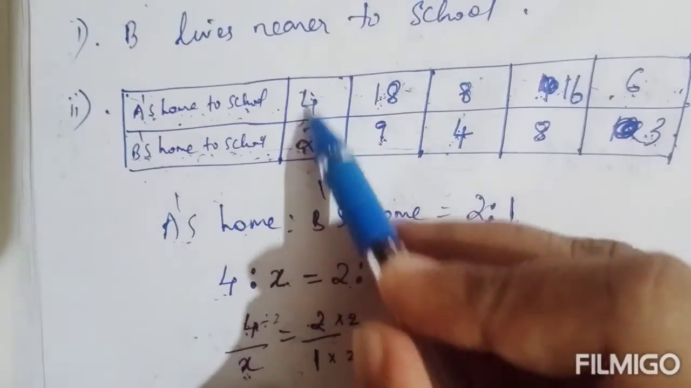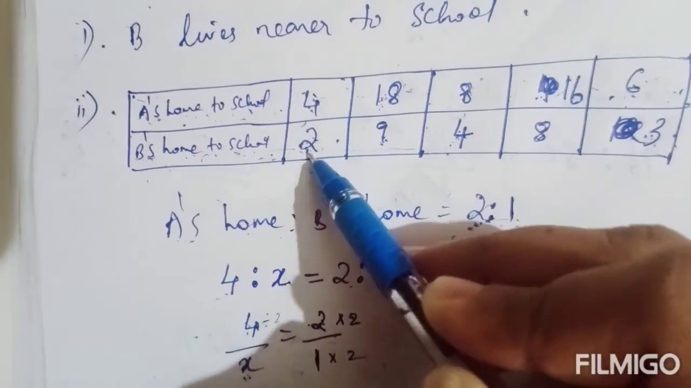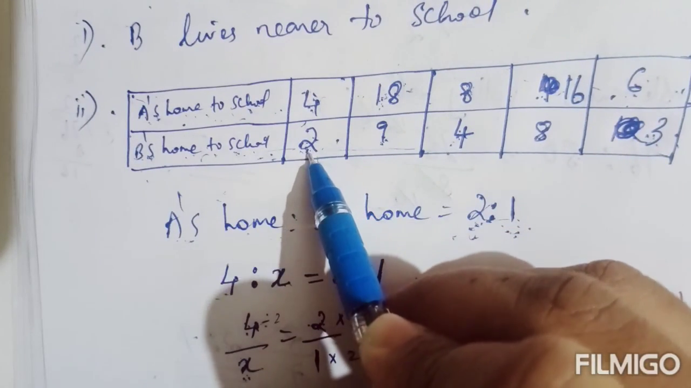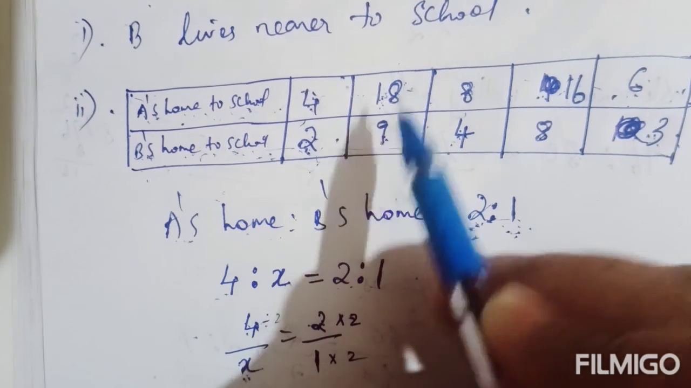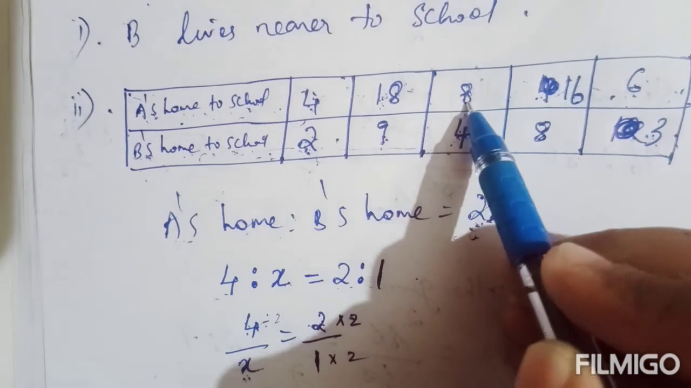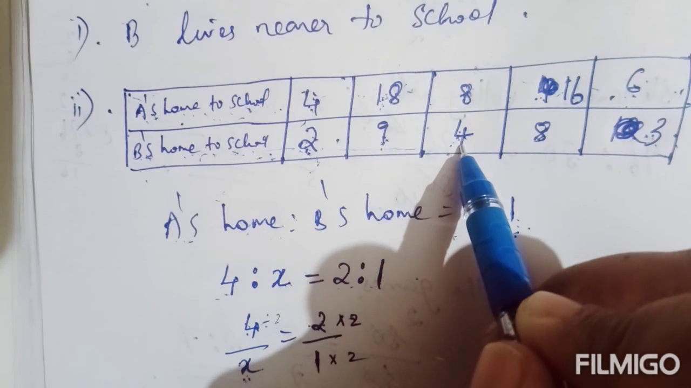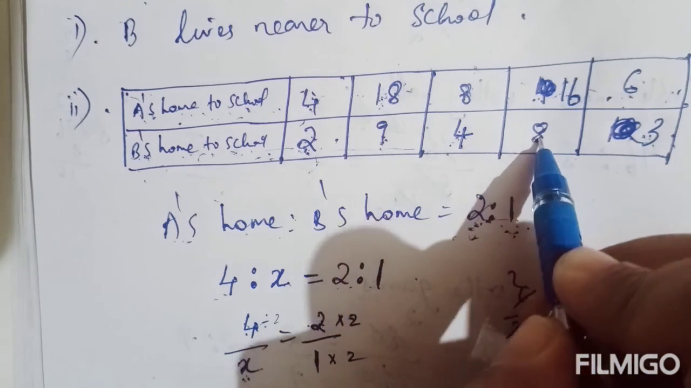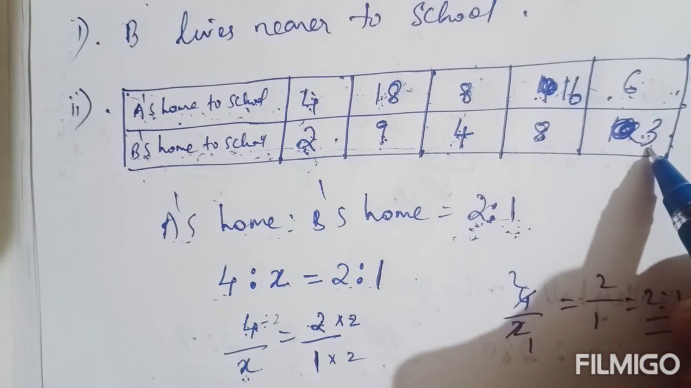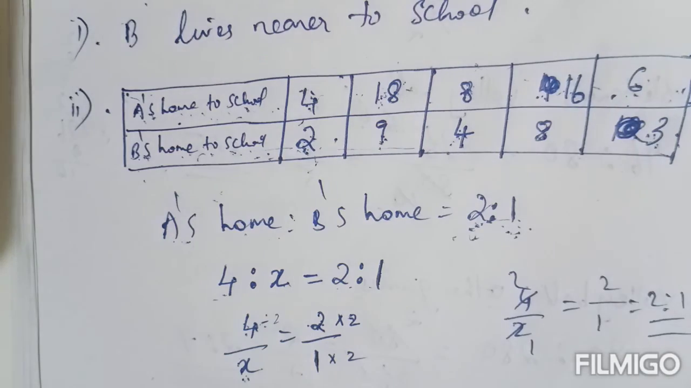Okay. So if we take their ratios, 4 is to 2, ratio we will get a 2 is to 1 only. 18 is to 9. If we take a ratio you will get a 2 is to 1. 8 is to 4 again 2 is to 1 will be the ratio. 16 by 8, 2 is to 1 will be the ratio. 6 is to 3 you will get a 2 is to 1 only.